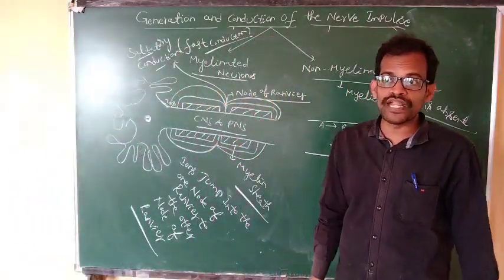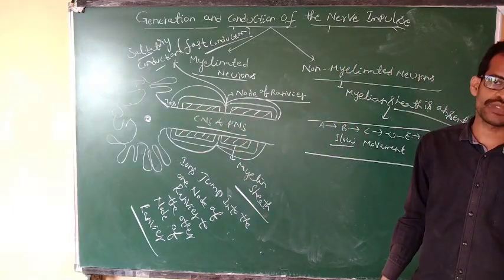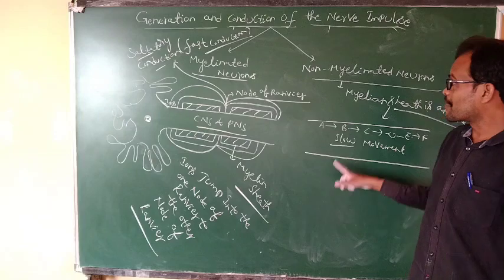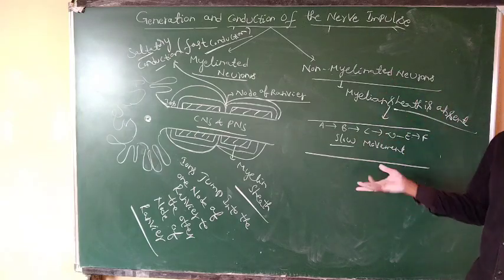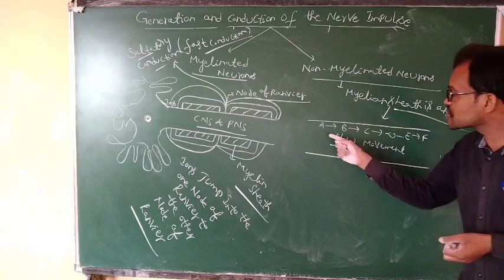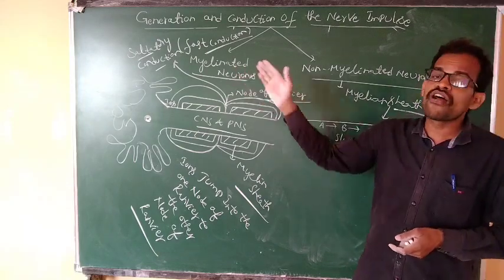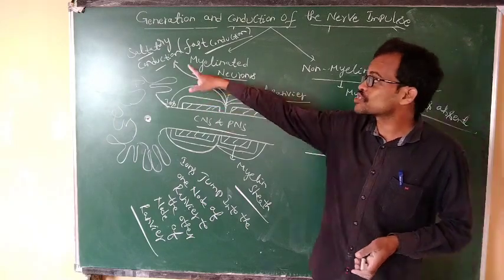The ions jump from one node of Ranvier to the other node of Ranvier. But in non-myelinated neurons, the myelin sheath is absent, so the ion movement is very slow. Here it is a fast movement, which is nothing but saltatory conduction.